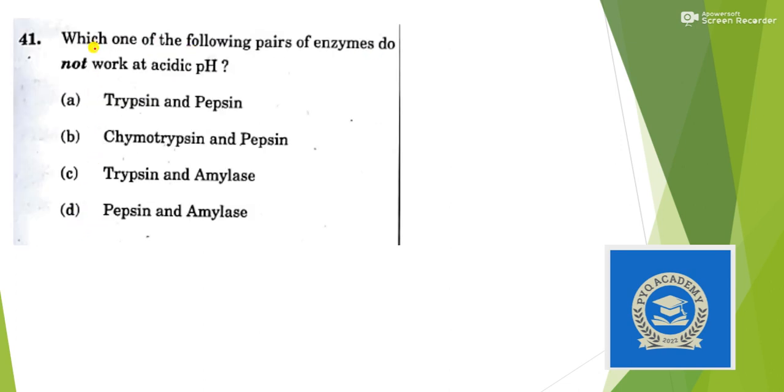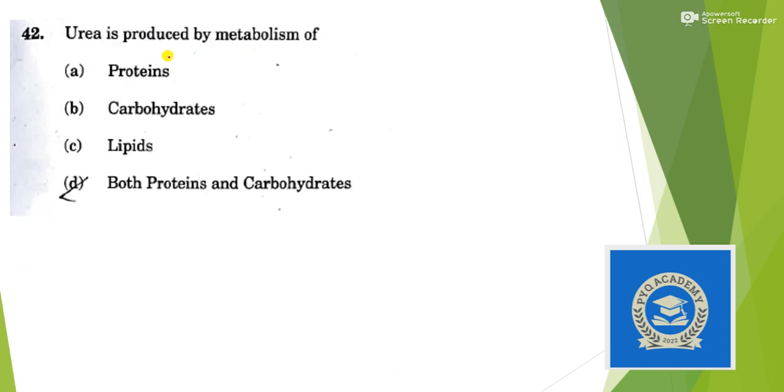Next, which one of the following pairs of enzymes does not work at acidic pH? It should be option C, trypsin and amylase. Next, urea is produced by metabolism of which? Urea is nothing but a nitrogenous waste. So let's see which of the following has nitrogen. Protein, carbohydrate. Carbohydrate doesn't have nitrogen, so it can be eliminated. So the answer is option A, protein only.